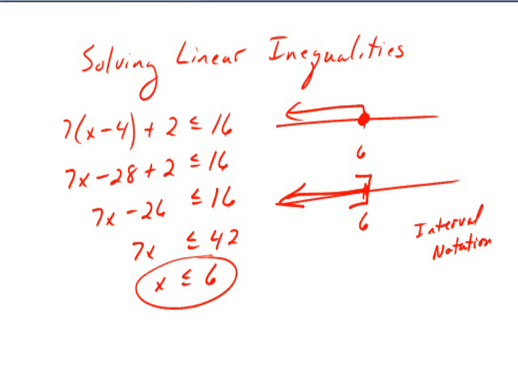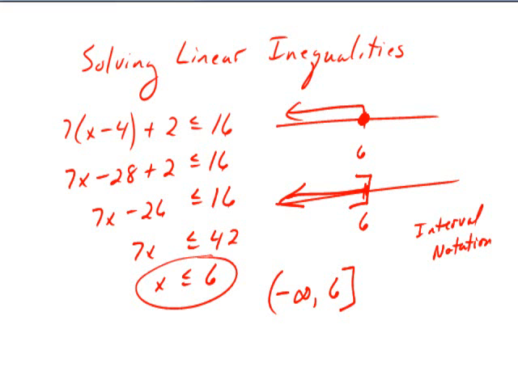But for this problem, the solution goes off to the left forever, off to negative infinity, all the way up to 6, including the 6 with the bracket. But it never reaches infinity, so we use a parenthesis for the infinities. So the answer, when you look at the interval notation, says that the solution set goes from negative infinity all the way to 6, including the 6, which is shown with the bracket.